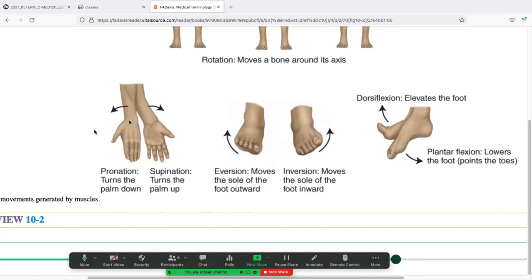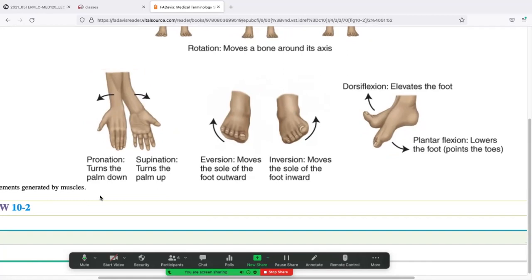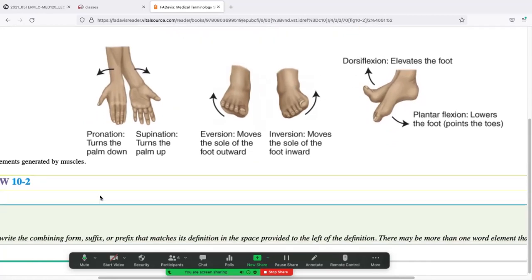For you clinical people in the room, and for people who aren't clinical, you should know what it is. Because if you read a report that said my patient is unable to pronate or supinate their right hand, then you know, okay, that's a movement problem. I'm either going to have to call orthopedics or I'm going to have to call neurology.